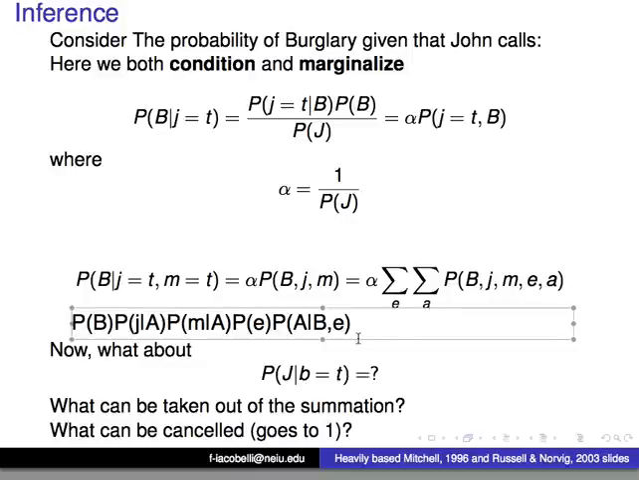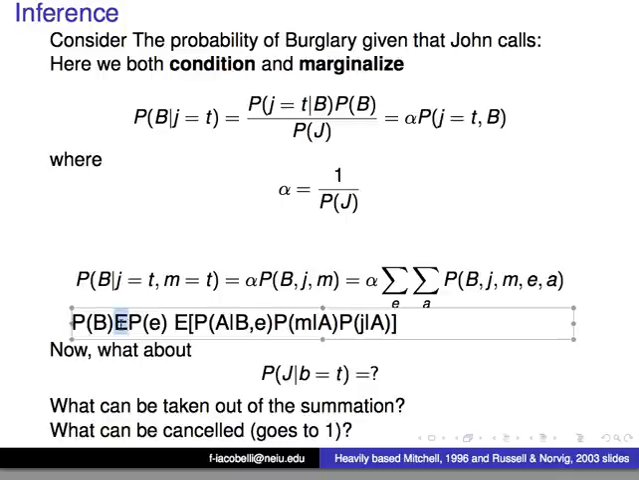Now, the thing is that there are some terms that don't depend on E or A. So for example, if we start grouping the terms with A, the probability of something with A goes here. What I can do is the summation over A, and this will be a summation over E. I can't draw the sigma with the font that I have, but this is a sigma over A, and this is a sigma over E. And then P of B doesn't depend on anything, so it is outside of the summation.